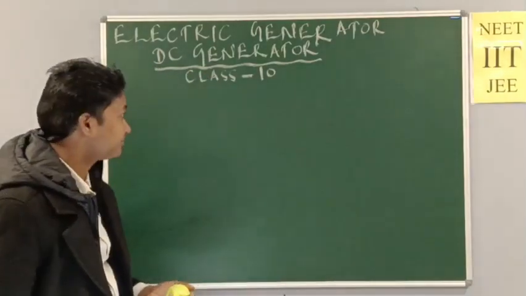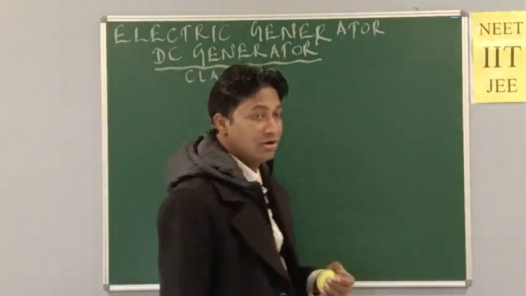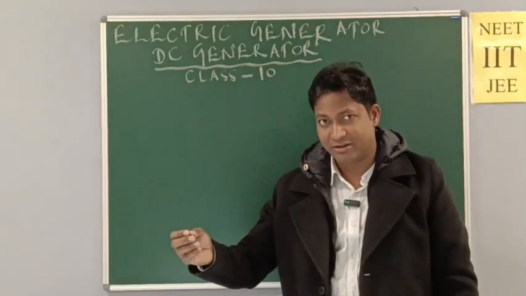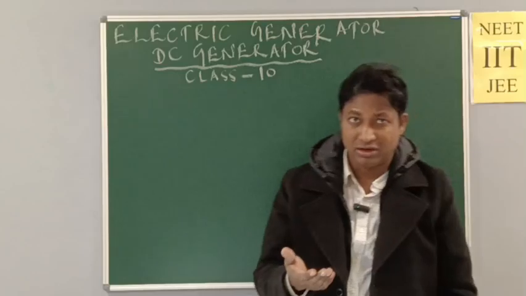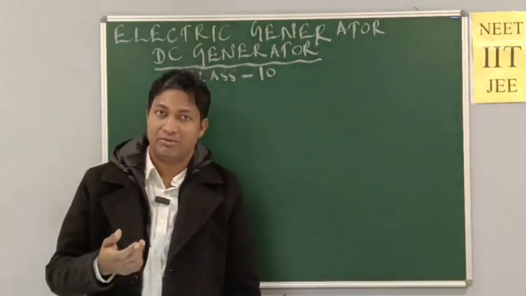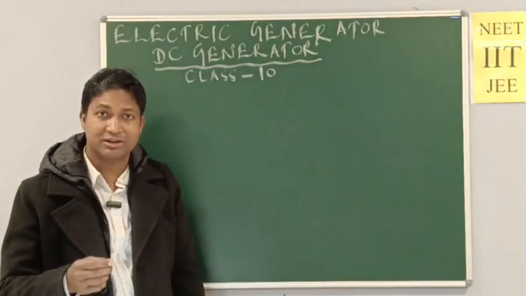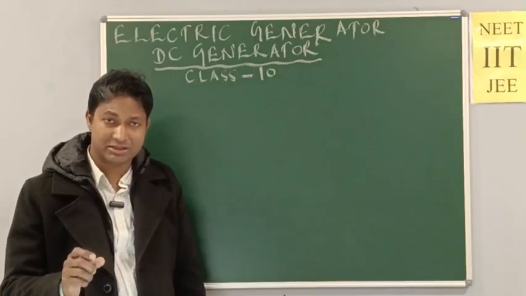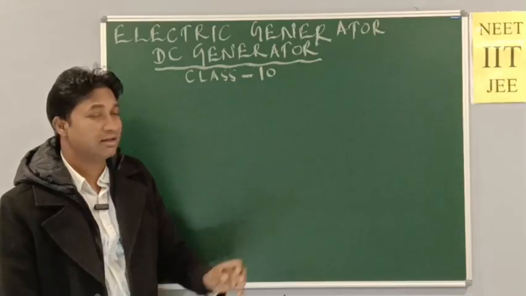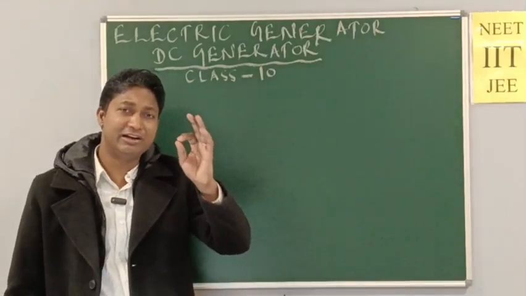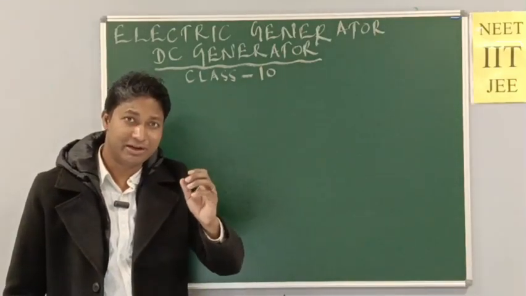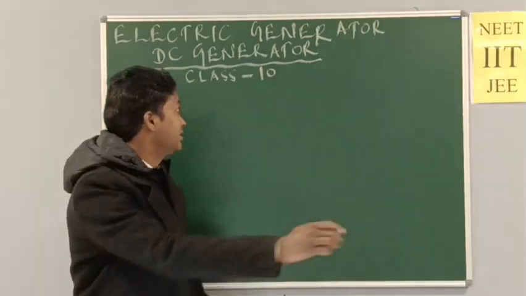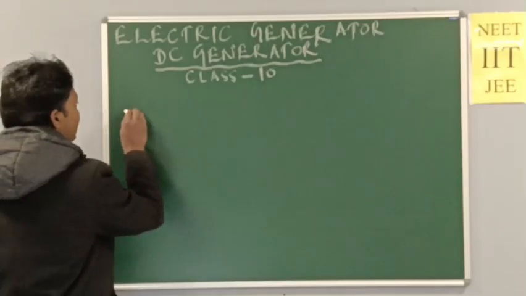Let's start. In my previous video, I taught AC generator, in which you saw a magnet, armature coil, slip ring, carbon brushes. Everything is the same here, with only a little difference: we will take a slit ring. Let's start with the figure. This is a magnet.